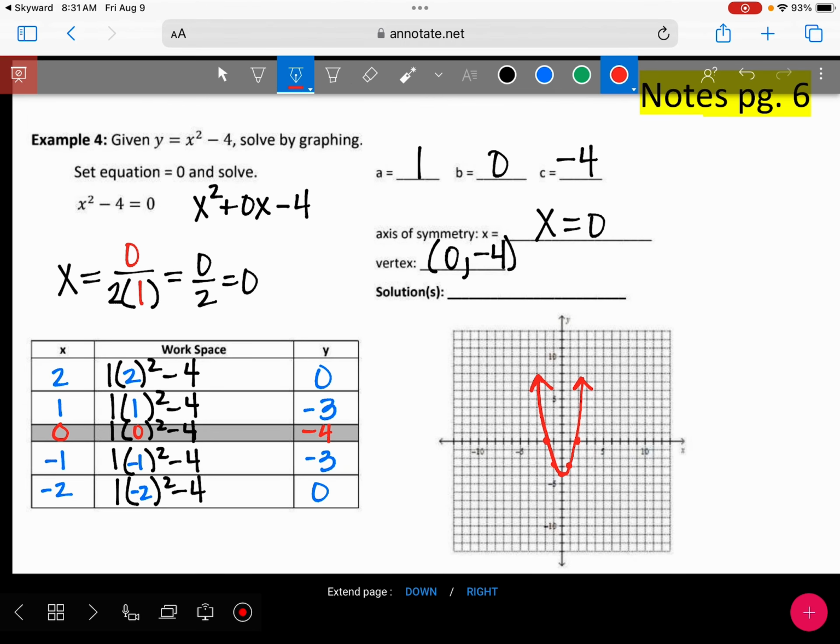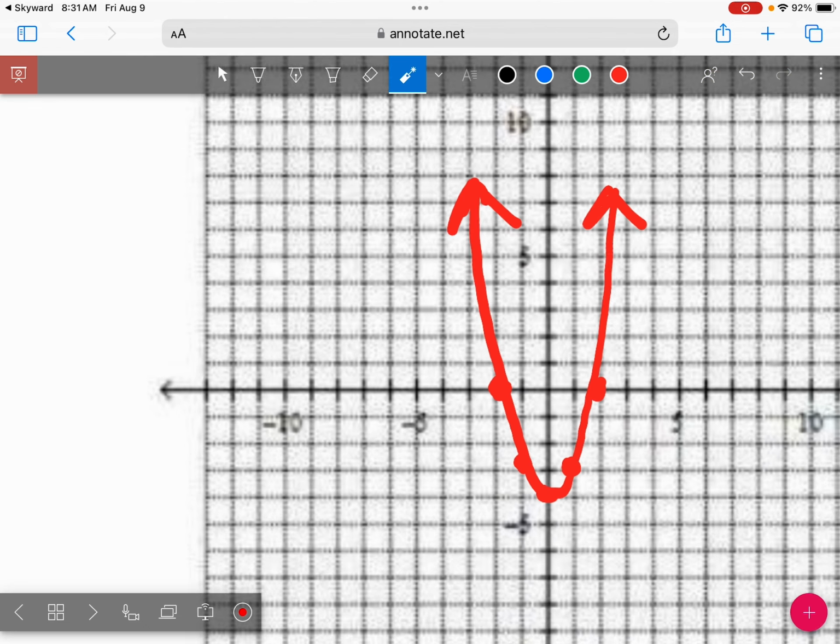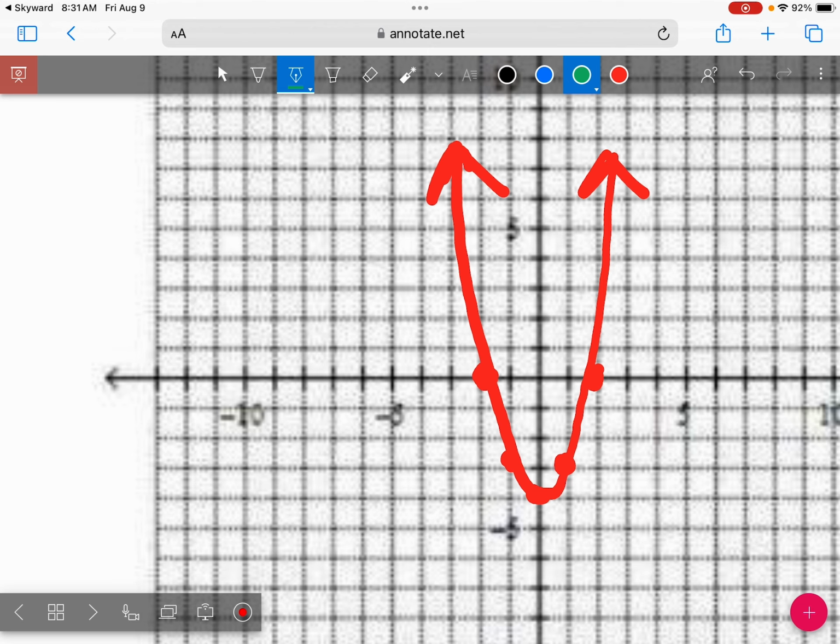Okay, so our axis of symmetry, we got x equals 0, and then our vertex is in the middle, 0, -4. So now go ahead and graph it, and this parabola crosses through the x-axis twice. It crosses right here, and it crosses right here. Well, what did you get for those two numbers? 2 and -2.